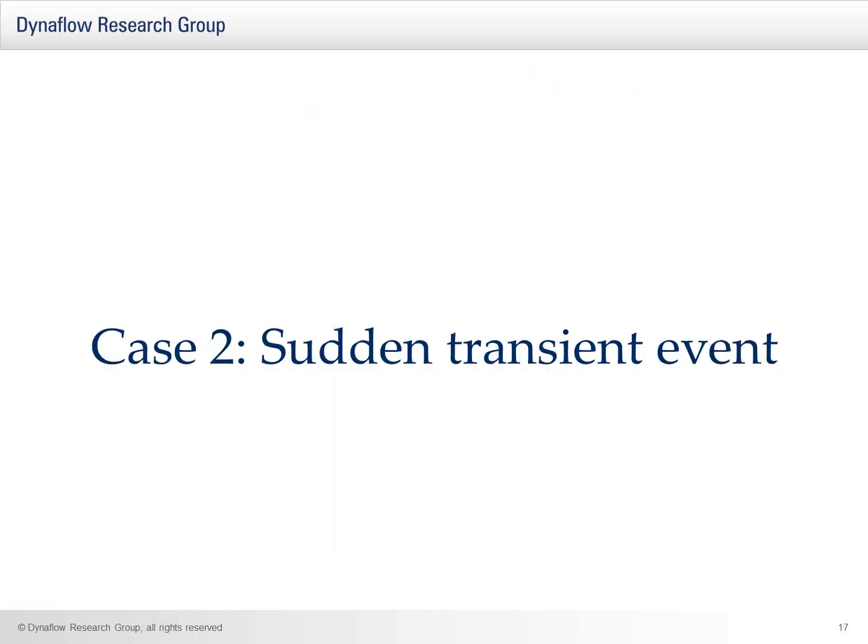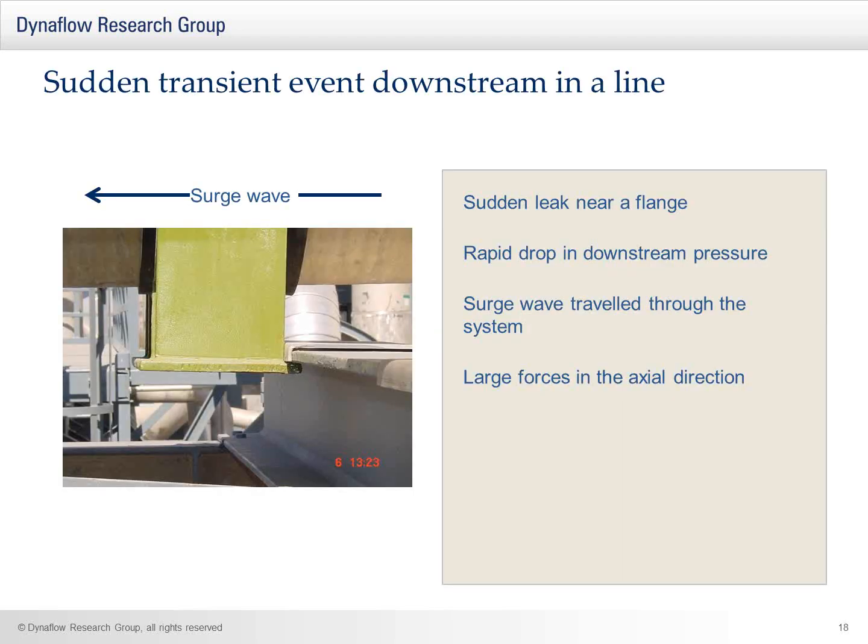Case 2 is that of a sudden transient event. Here what you see, on the left, is a rest support that has been pulled from the I-beam upon which it was resting. And this happened because of a sudden leak near a flange. Because of the leakage, there was a rapid drop in the downstream pressure, and this pressure drop was communicated back through the system as a surge wave that travelled through the system, leading to pressure differences between the elbow pairs, which resulted in large forces in the pipe axial direction.